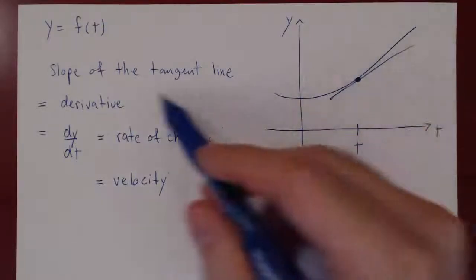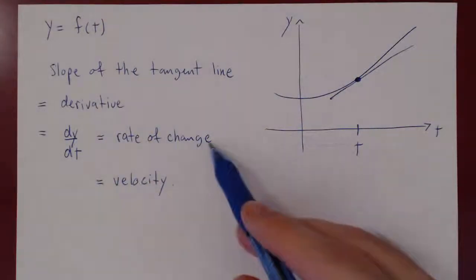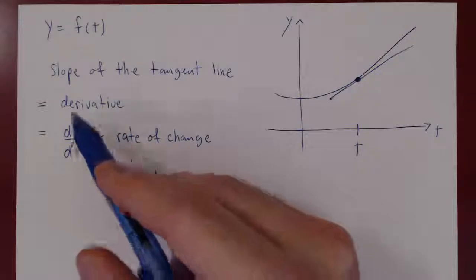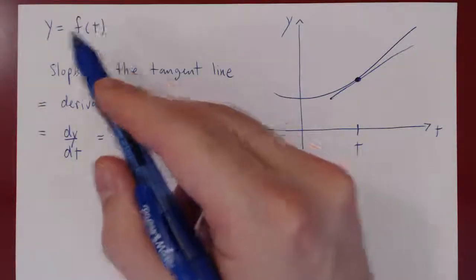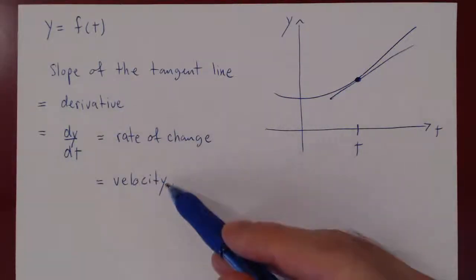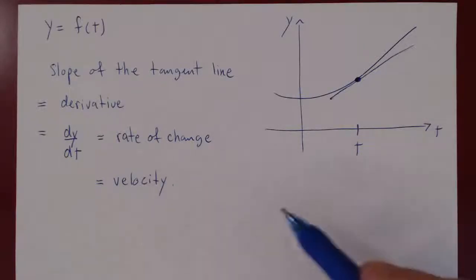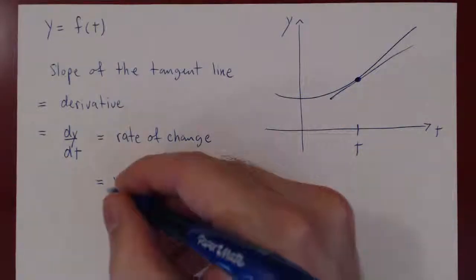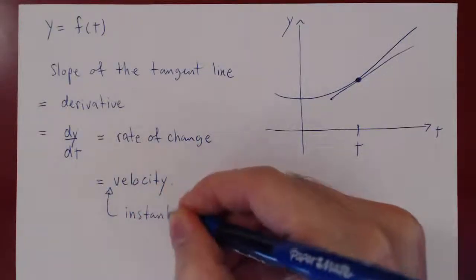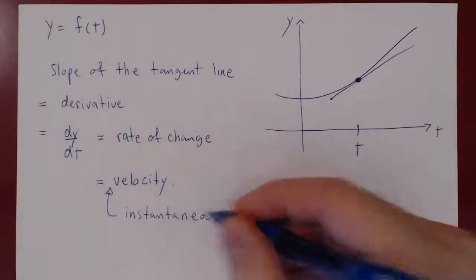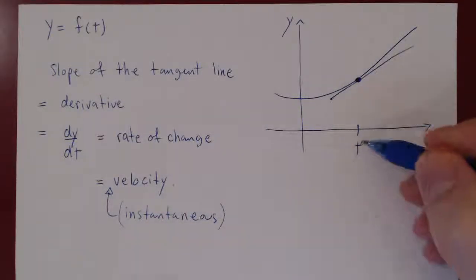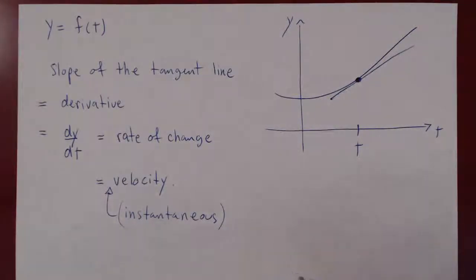The derivative is just the slope of the tangent line, which is the rate of change of the dependent variable over the independent variable. And if we have a function of t where t represents time, and the function gives the position of an object moving in a straight line, the derivative is the rate of change, which is the same as the velocity of the object. Of course, the instantaneous velocity of the object. It is the velocity exactly at time t, and that's what the derivative is.